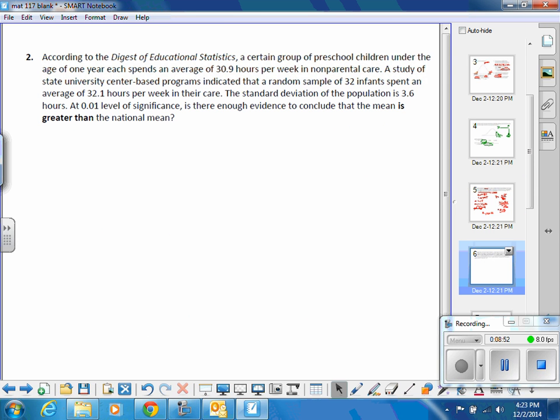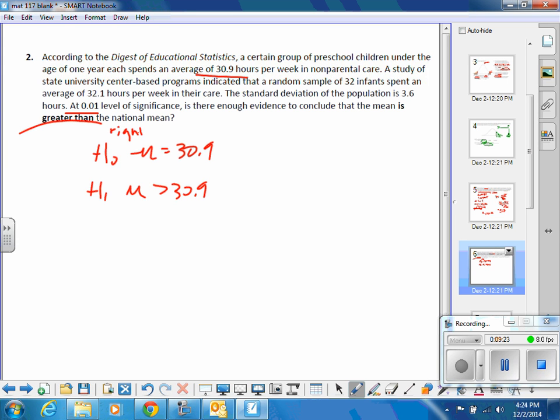Now, same type of problem. We need to figure out what we are doing. So read through here. We see that there's a random sample of 32 infants, and we see that there's an average of 30.9. Right off the bat, I can figure out my null and my alternative. Going through the problem, I see alpha is 0.01. I see greater than, and greater than tells me it's a one-tailed, right-tailed test. So the alternative is greater than 30.9. I know it's right-tailed, okay?